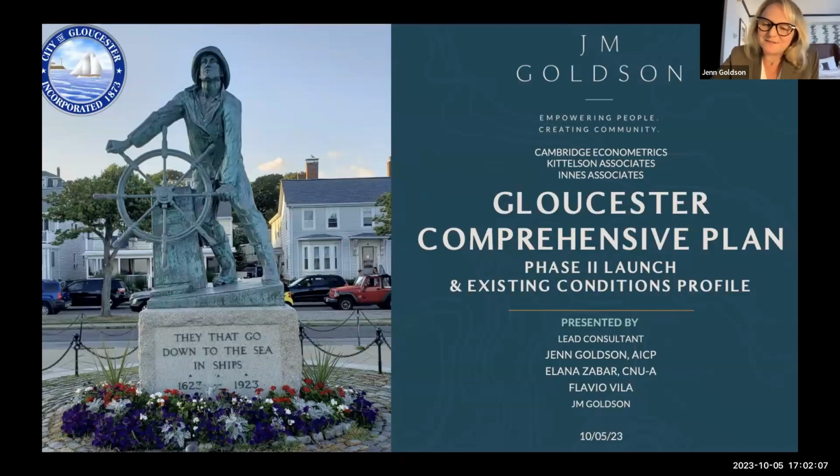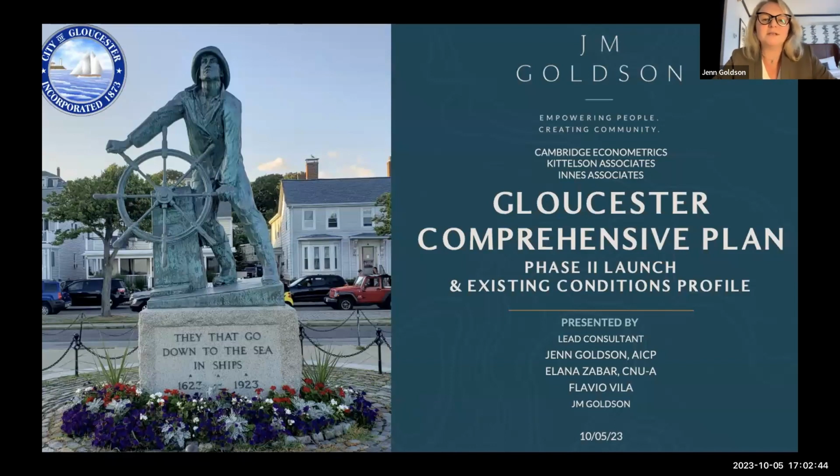My name's Jen Goldson. As most of you know, we're the lead consultant on the Comprehensive Plan project. And today we're just really excited to share with you the upcoming Phase 2 launch, which is a big push on community engagement. So I'm going to start with that in a minute to show you the overview of the different tools that we're about to launch with you. And then we'll also do a high-level review of the existing condition profile that you received in your packet last week. And then we'll just take any questions that planning board members have.